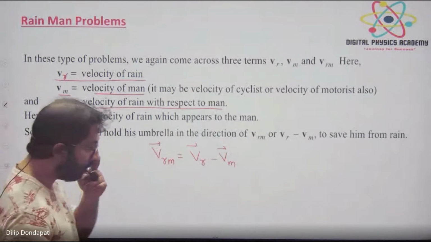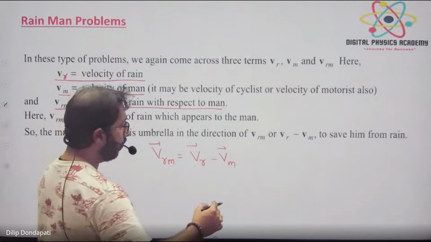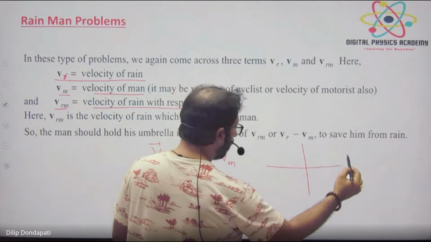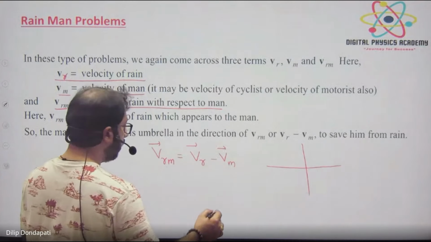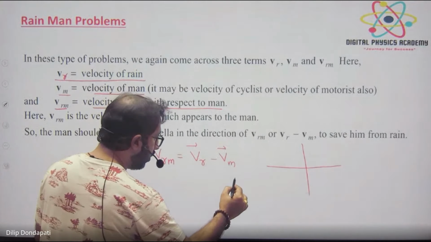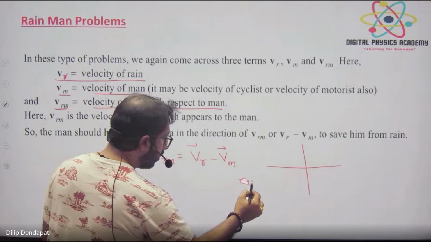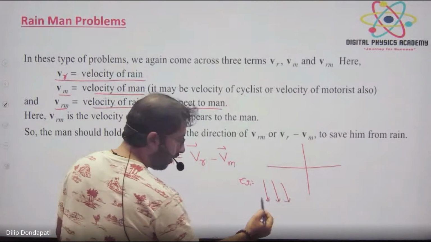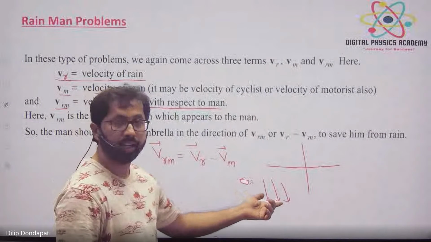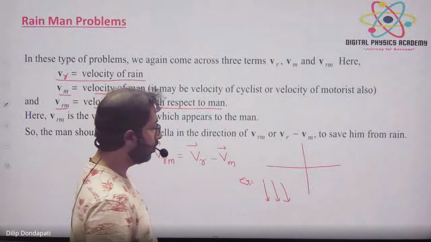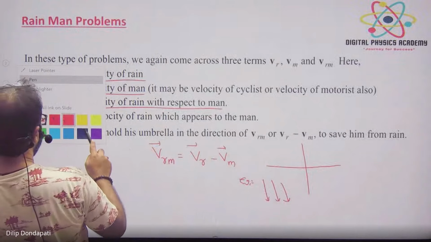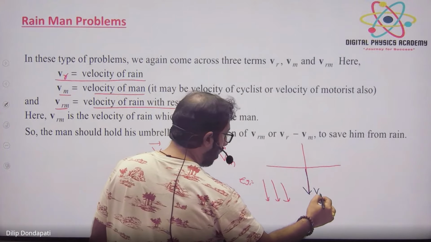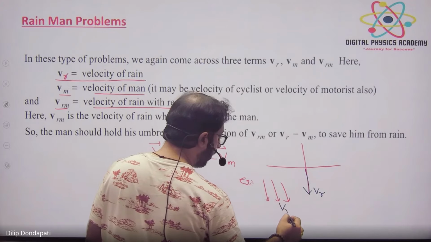Okay, suppose, मान लो आपको कैसे डील करेंगे. देखो, suppose ऐसा always you should do like this. X axis, Y axis, right? Suppose the rain, they'll give the example I'm telling you. Suppose the rain is falling vertically, right? So velocity of rain is downwards vertically. So I'm placing there in this diagram velocity of rain, VR, velocity of rain.